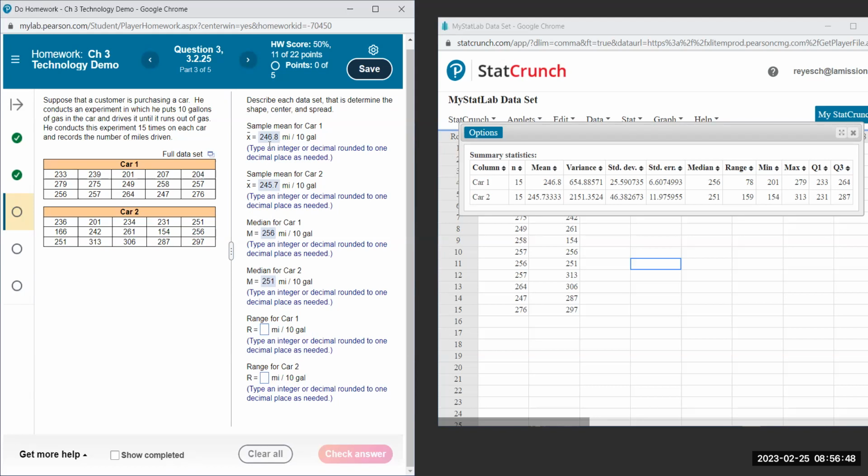Mean, if the distribution looks bell-shaped. Median, if there happens to be an outlier. Okay, the range, so that's here.